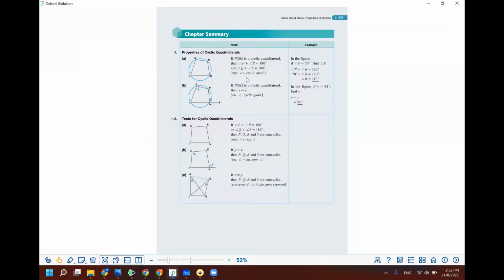In chapter 11, we started with the properties of cyclic quadrilaterals. This is the first group, 1A and 1B. Opposite angles of a cyclic quad. Exterior angle of a cyclic quad. And then we learned 3 tests for cyclic quadrilaterals. 2A is the converse of 1A. Opposite angles supplementary. 2B is the converse of 1B. Exterior angle equal to interior opposite angle. 2C is the converse of angles in the same segment.